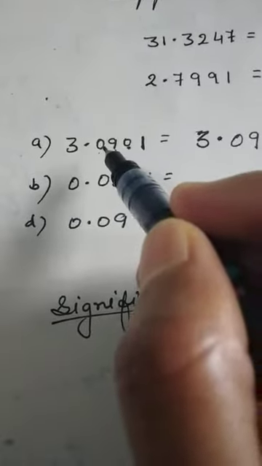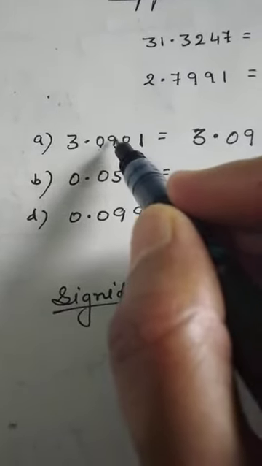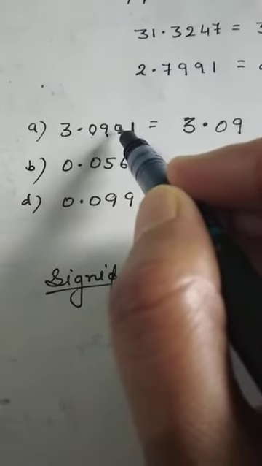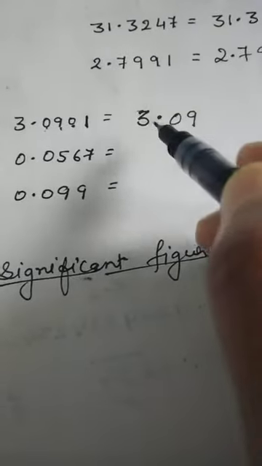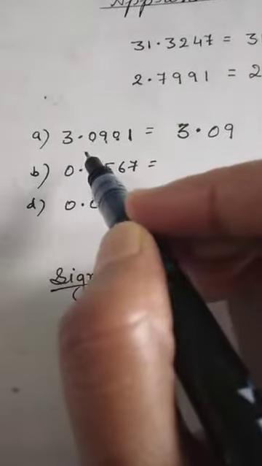So here you have to round off all these numbers to the nearest hundredth. Nearest to hundredth means up to 9. This is the tenths place, this is the hundredths place. Just after this, this number is less than 5. 0 is less than 5, so this 9 will remain as 9 only. So 3.09 is the round off figure of this number.